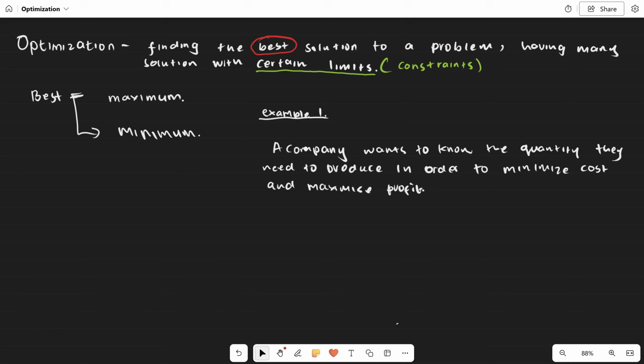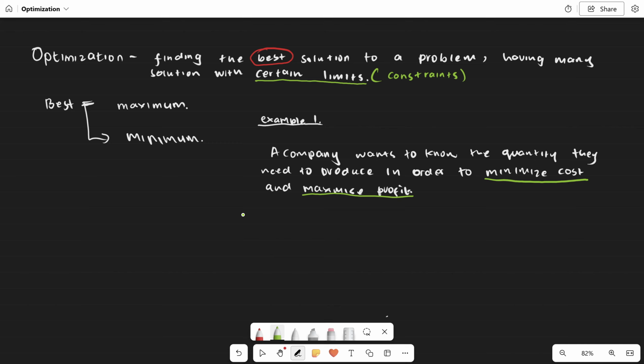most companies, their main goal is to make profit, right? So during that process of making profit, we also know that, okay, they also have cost, right? So if they have cost, then they must try to minimize those costs, but at the same time, they must also maximize their profit, right? So that is an example of where we're going to use optimization to find the best solution to the problem, right?